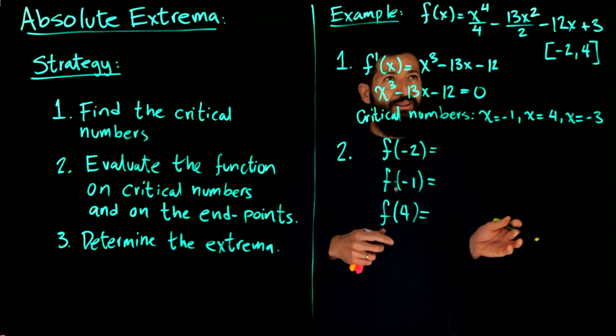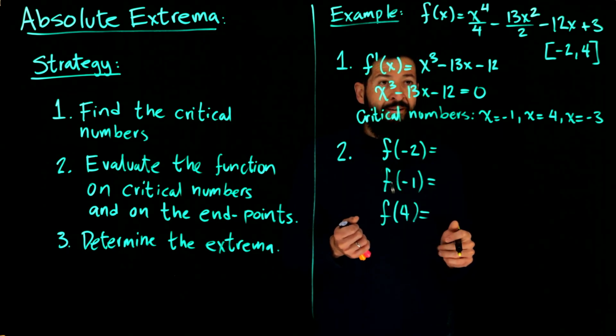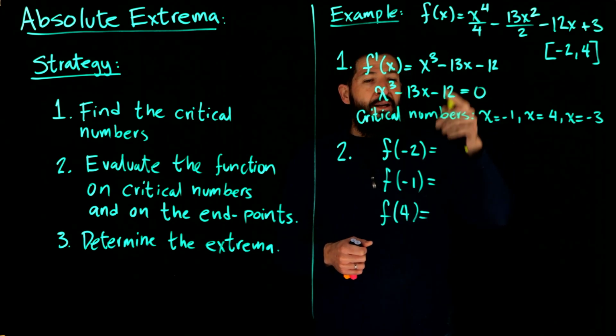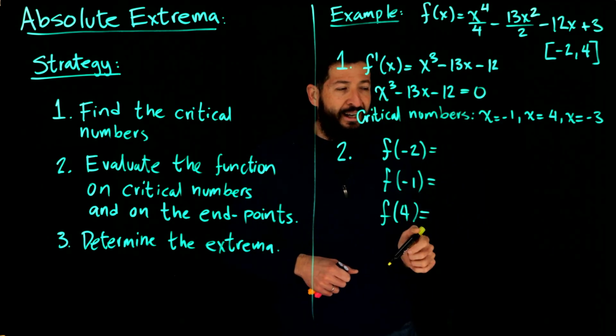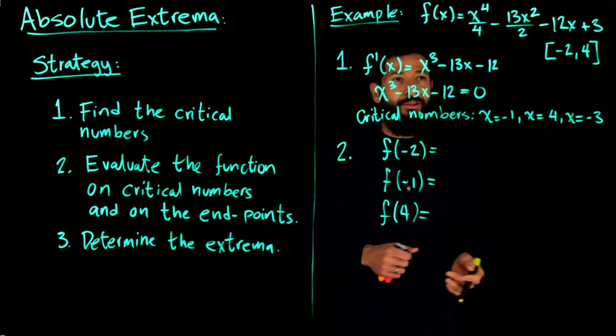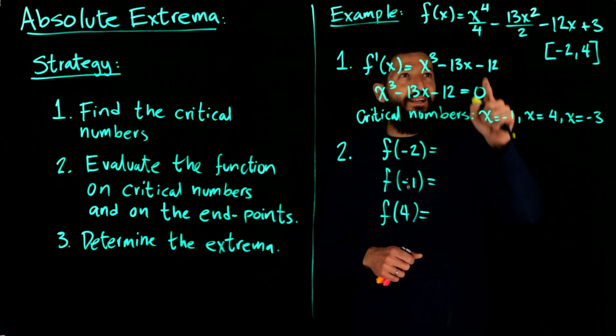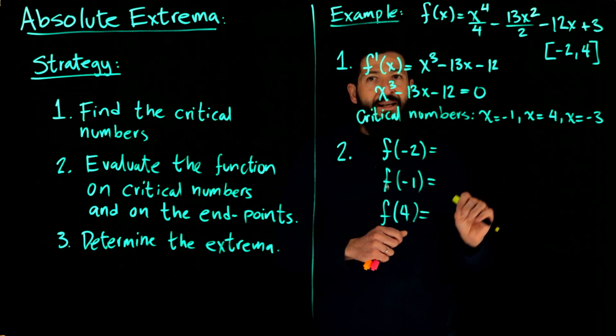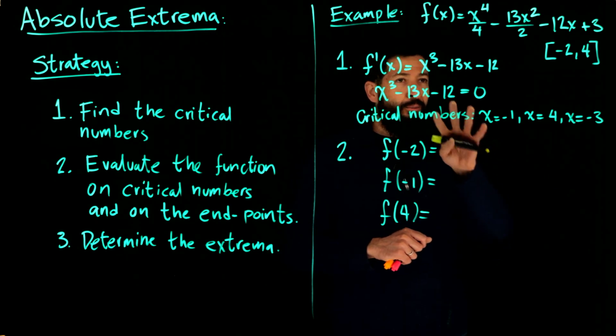Now, a common mistake is to evaluate the derivative. You're going to get 0. Well, at least for the critical numbers. And the endpoints, they're going to give you nothing. But a lot of people make that mistake. So evaluate your function here. So I'm going to go ahead and do that, and I'll come back with the numbers.